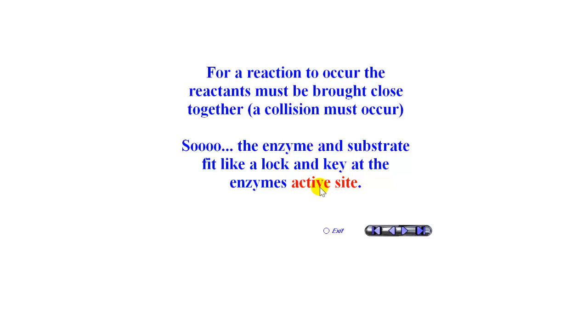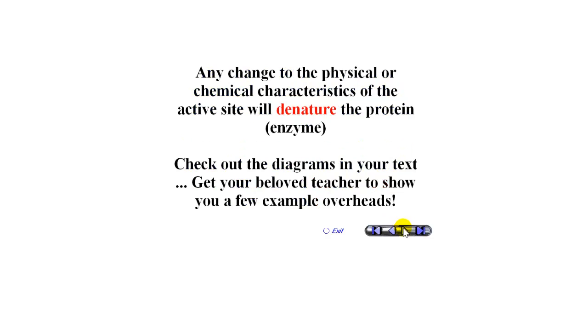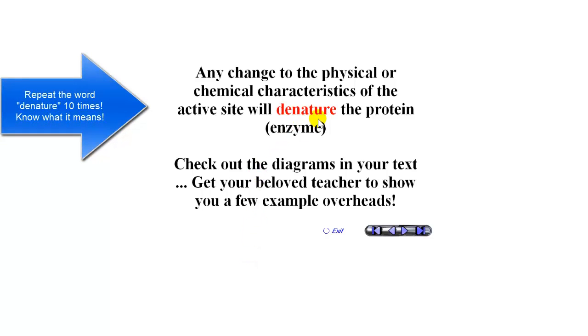So very important concept. Make sure if you're discussing, say, on the written section of the test, these different factors and their effect on enzyme catalyzed reactions, that you actually use the words active site and say what happens to the active site. Any change to the physical or chemical characteristics of the active site are going to denature the protein. Denature simply means to alter that three-dimensional or quaternary structure of that three-dimensional molecule.